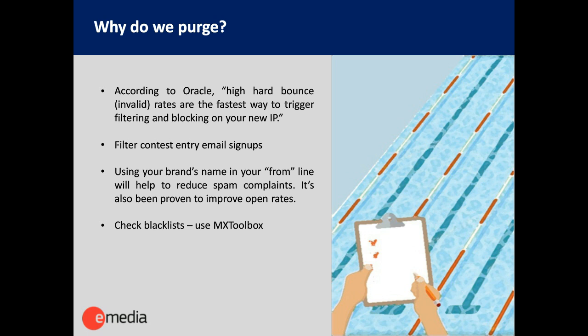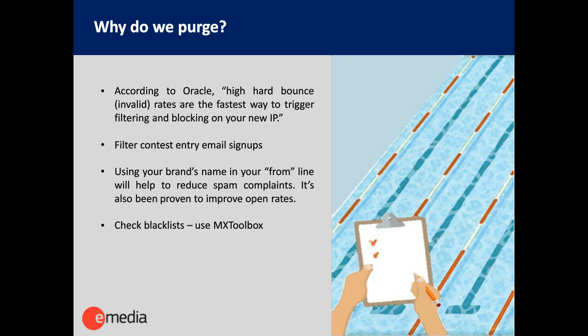I would say use branding in your from name. Using your brand's name in your from line will help to reduce spam complaints. It's also been proven to improve your open rates. Increasingly, some companies use a front person, an individual, to head up their email marketing in order to give it a more personal feel. You can still use this approach. Just add from blah blah after the individual's name.